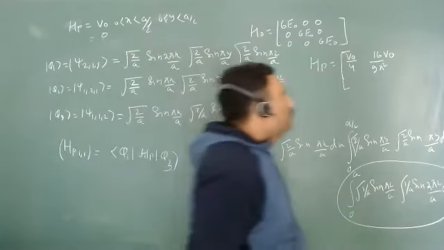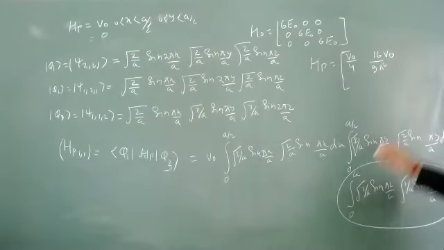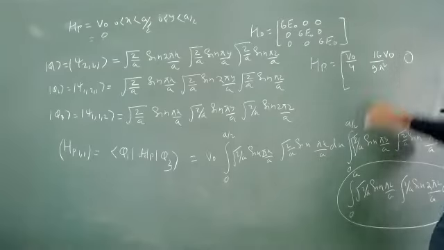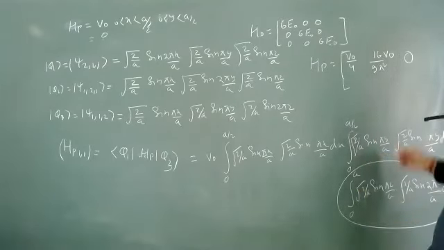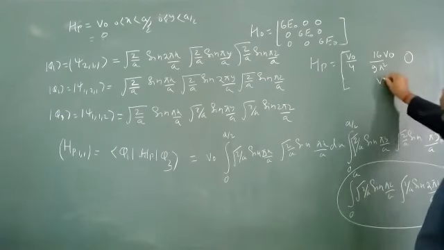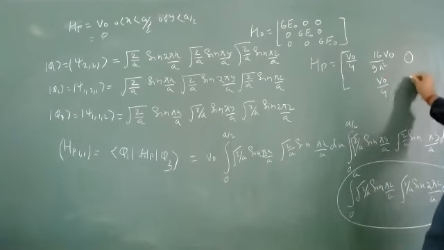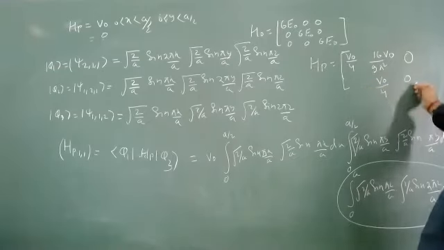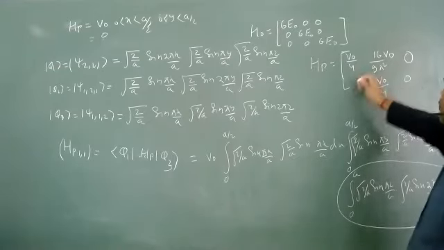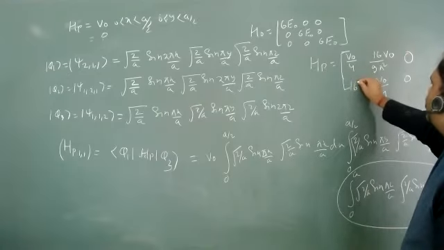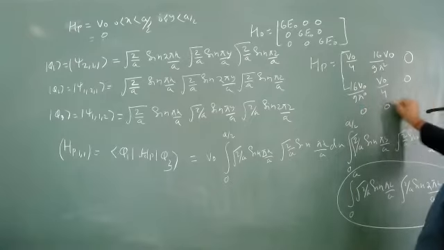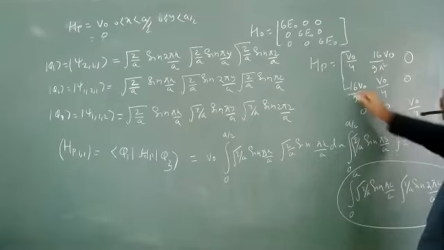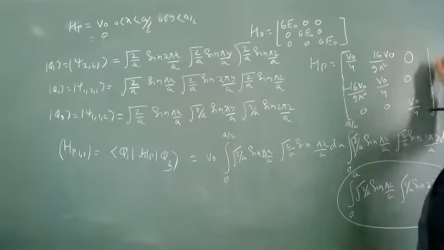So this is 0. So similarly, this integration will be 0. Now you can see, you can just analyze all this. You will find that the diagonal term will always be V0 by 4, and the 1, 3 and 2, 3 terms will always be 0. And this will be a symmetric matrix. So this will be 16 V0 upon 9 pi square, 0, 0, V0 upon 4.